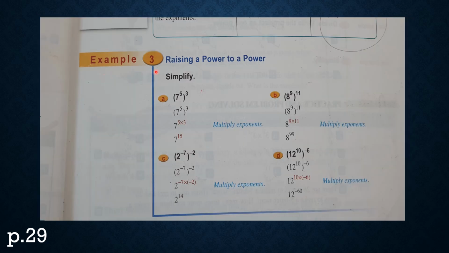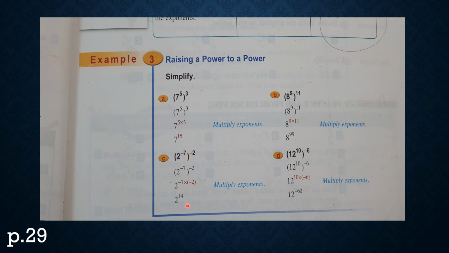Okay students, example 3, raising a power to a power. Simplify 7 power 5, parenthesis, power 3. So you will say 5 times 3 equals 15, okay? 7 power 15. B, 8 power 9. You will say 9 times 11 equals 99. The same thing if there are negative numbers, negative times negative is positive.